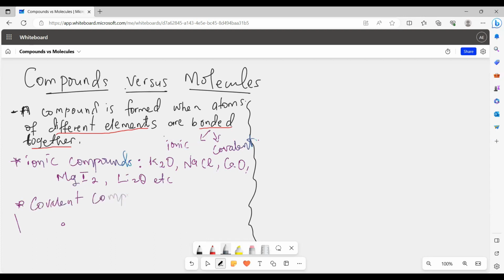Covalent compounds. Here, there's the sharing of electrons. There's a formation of a shared pair of electrons between atoms, and these atoms are of different elements. So non-metals are usually involved here. Good examples, you could have carbon dioxide. So there's a formation of a shared pair. Remember, carbon dioxide looks like this, right? So there's a formation of a shared pair of electrons.